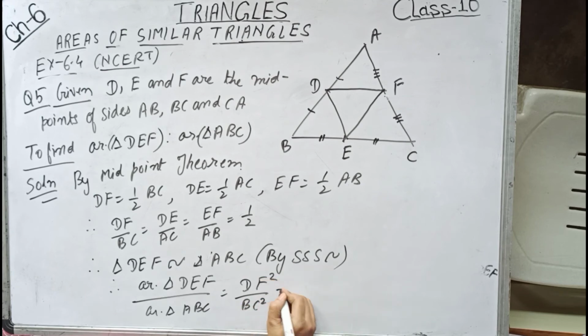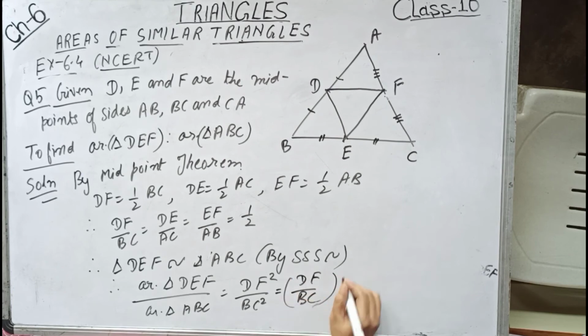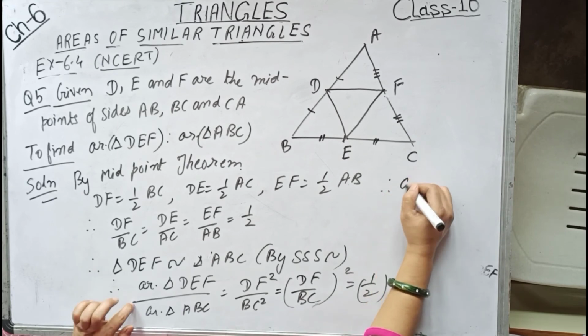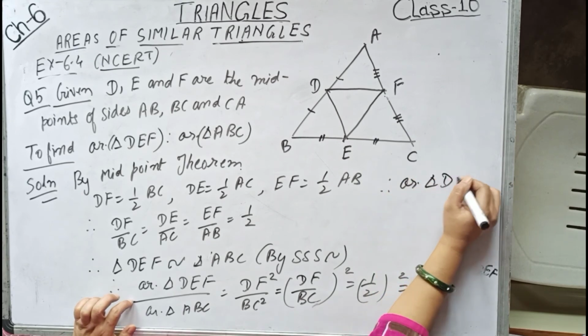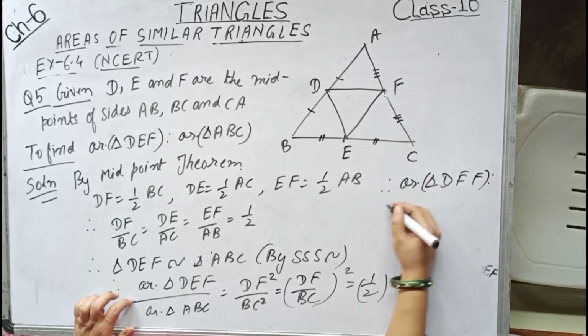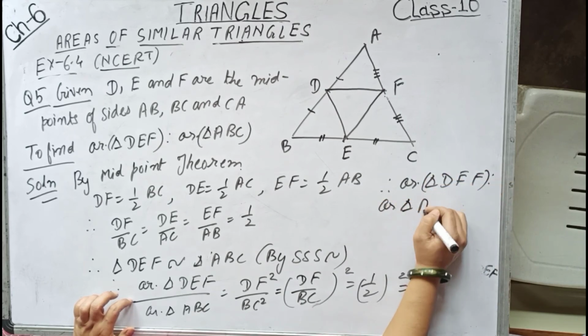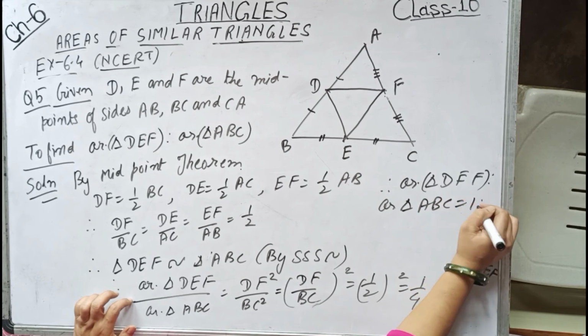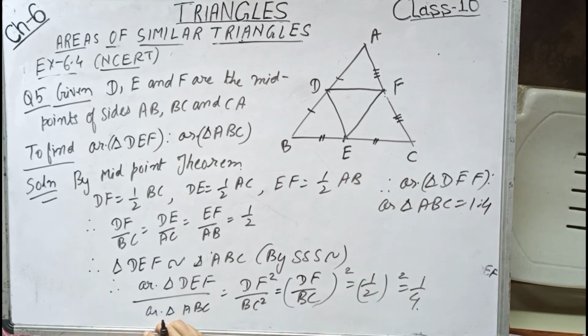Any side we can take. Now this equals (DF by BC) square equals (1 by 2) square equals 1 by 4. Therefore, area triangle DEF is to area triangle ABC equals 1:4. So, easy question. Let us move to question number 6.